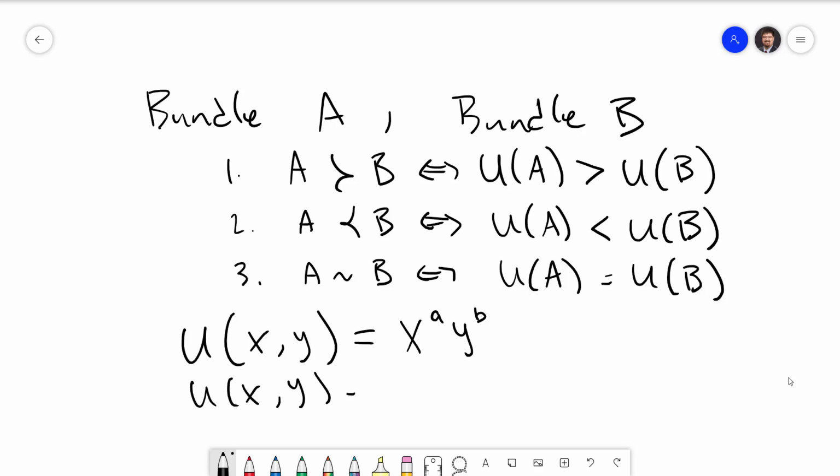U of x, y equals x to the 1/3, y to the 2/3. The fact that they add up to 1 here will make some of the math a little bit easier, but that definitely doesn't need to be the case.